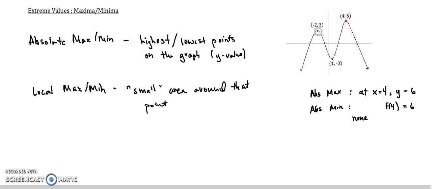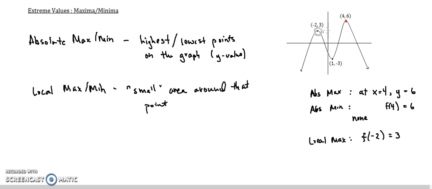And the answer is yes. It's a high point, so in that little circle, it does look like a maximum. So that means that we have a local maximum at -2, and the value is 3. So at -2, the local maximum value is 3. It's not an absolute max because there's a point higher than it, but in that little area, it is a maximum. Okay, do we have any other local maximums?